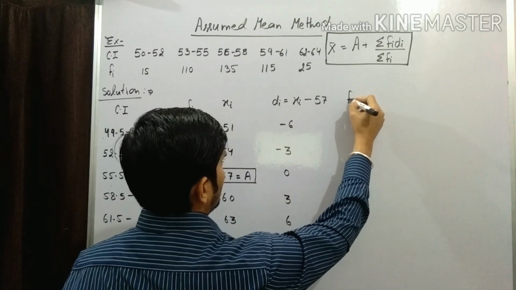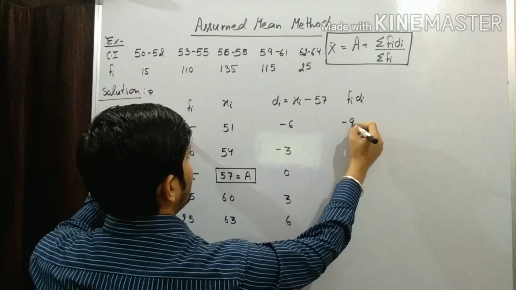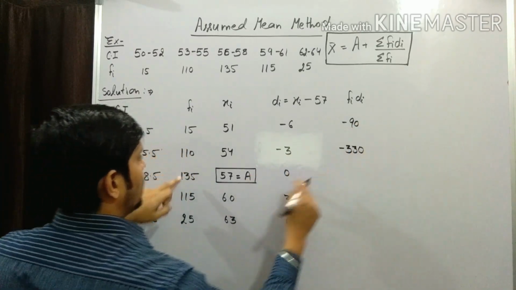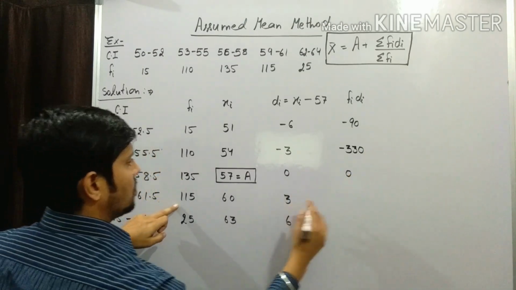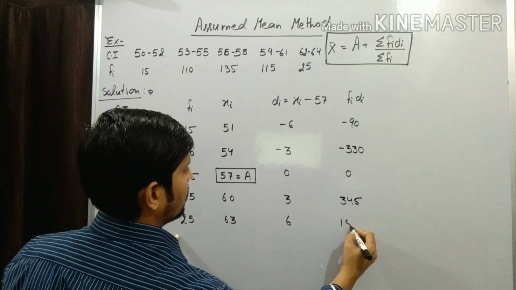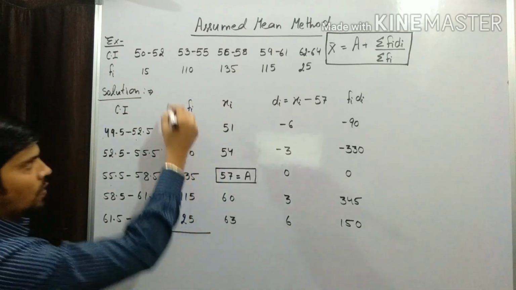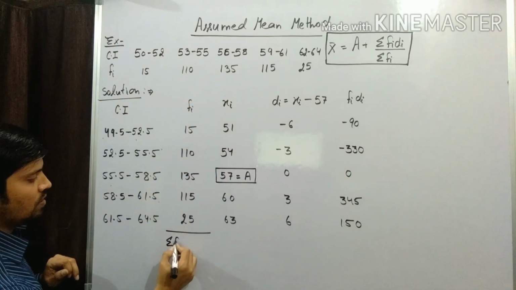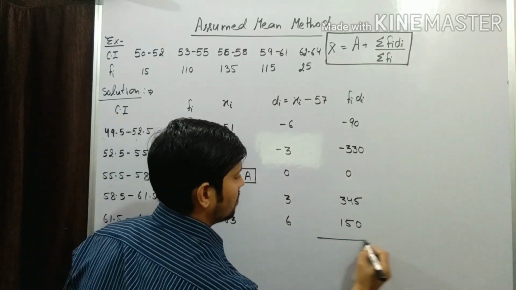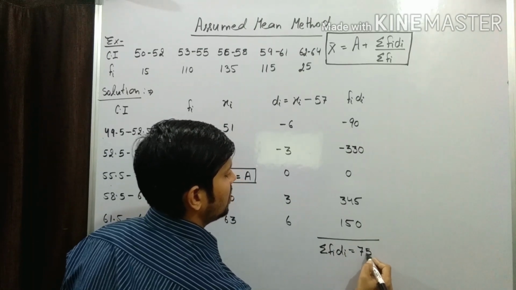And now fi di. This is fi di: minus 90. Multiply these two terms: minus 330, 0, 345, 150. Next, we will add all these terms. Summation of fi equals 400, and add them. This is summation of fi di, which equals 75.